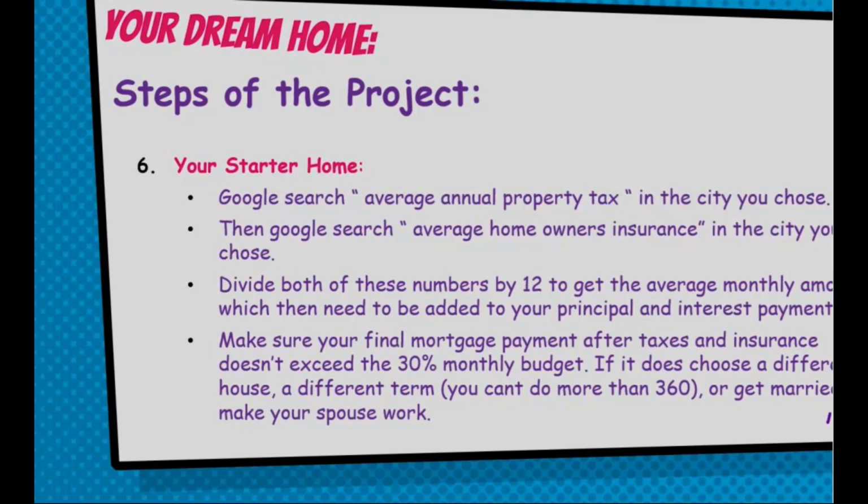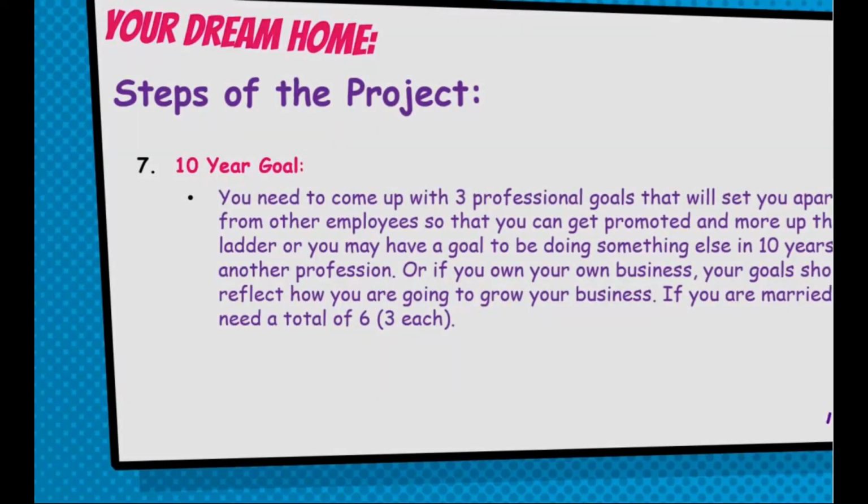If it does, you need to choose a different house for one, or if you didn't choose 30 years and you chose like 20 or 15 years, try 30 years. Or decide you want to work with a partner and get married and then combine y'all's income so you can afford that house. So those are some options.